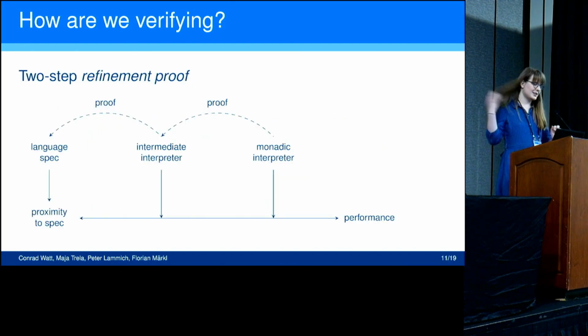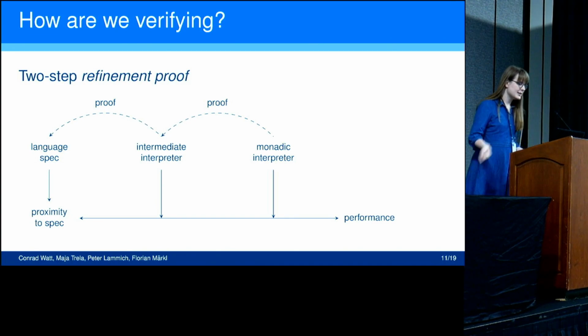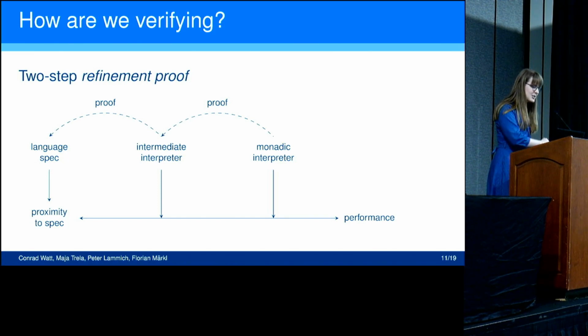So how did we do this? We used a technique that's called a refinement proof. That is, rather than trying to prove the whole thing in one go, we split the proof into 2 steps, each step tackling one performance issue in a conceptually contained way. And so first we proved that the intermediate interpreter, which I'm going to explain in the next slide, is sound with respect to the language spec.